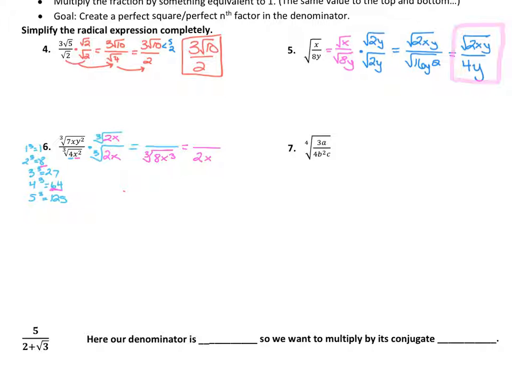When I multiply in the top, I'm going to get the cubed root of 14x squared y squared. Now 14 breaks down into 2 and 7, so I'm not going to get any groups of 2's. So my numerator is actually not going to simplify, so it's just going to stay the cubed root of 14x squared y squared all over 2x.